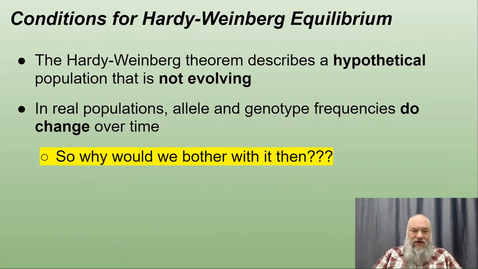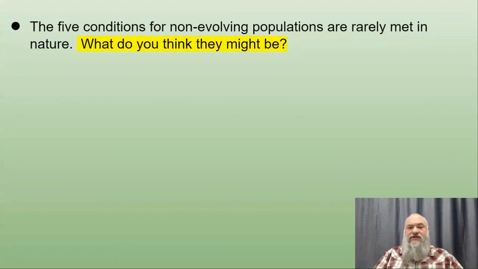So that begs the question, why would we bother with it? Because it's a null hypothesis, right? We can use it as our control to see if evolution is happening at a locus, at a gene, and how fast it's happening, how quickly the rate of change is happening from the point of no change, the zero. So kind of like a null hypothesis. So there are 5 conditions that would give you a non-evolving population. Those conditions are rarely met in nature. Pause the video for a second and try to think of what conditions would lead to less to no evolution happening in a situation.